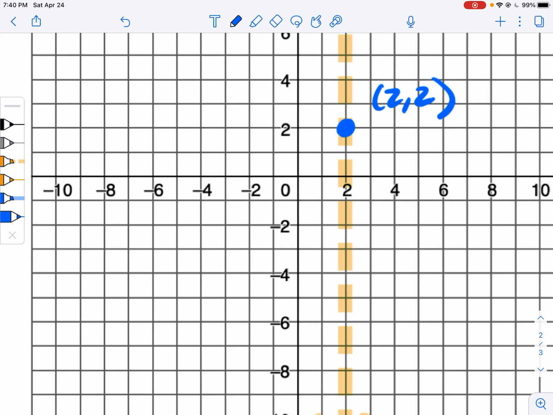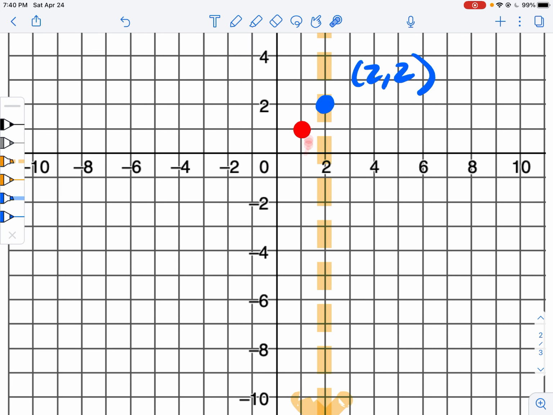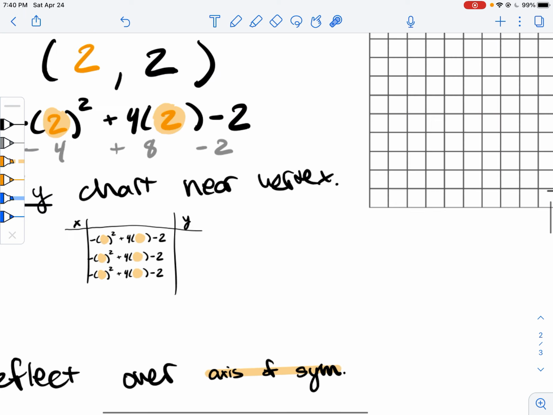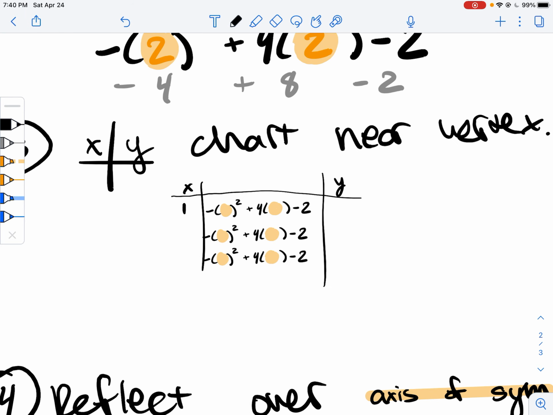Now we need to make the next XY chart near the vertex. Always go with your smaller numbers. I'm going to keep working backwards because it's easier to work with 2 and 1 and negative 1 than it is for 3, 4, and 5. And then I can always reflect over that axis of symmetry. So what happens when x is 1, 0, and negative 1?